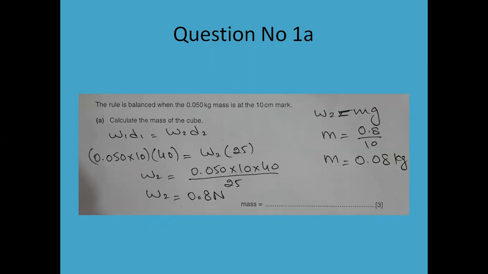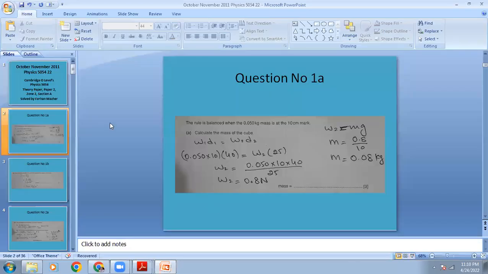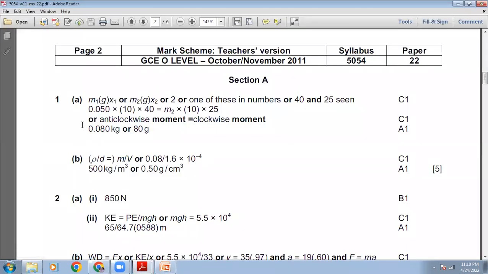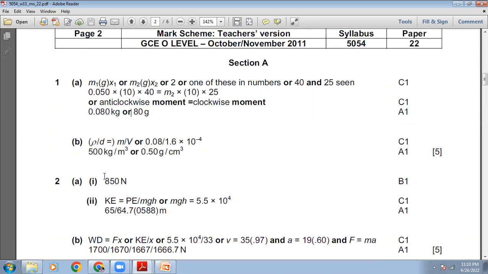So the weight of that cube is 0.8 Newton, but the question is not the weight. They want you to find out the mass. So W2 is equal to mg, so m will be equal to weight divided by the g value. So 0.8 divided by 10, and it will be 0.08 kg. I hope you understand this numerical, 0.08 kg. So let's check from the marking scheme. 0.08 kg is the right answer, sir. Hopefully you understand.